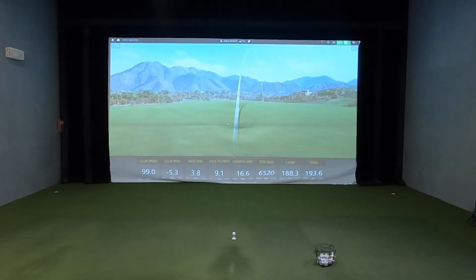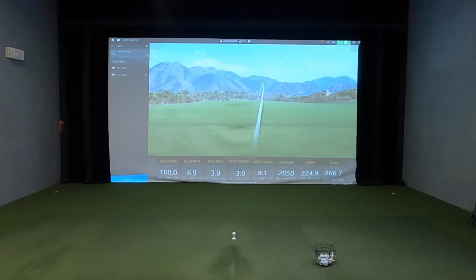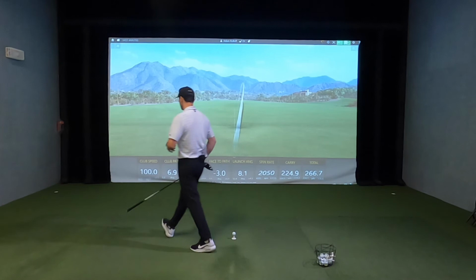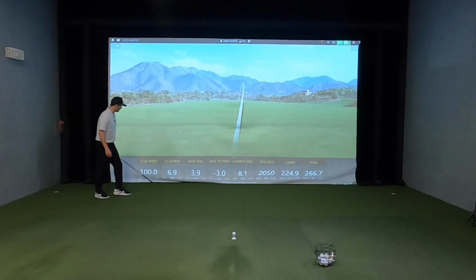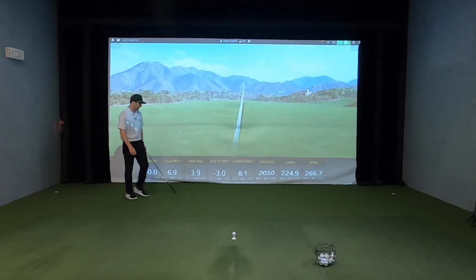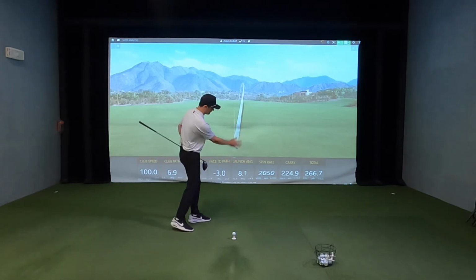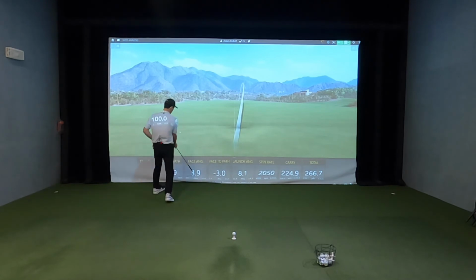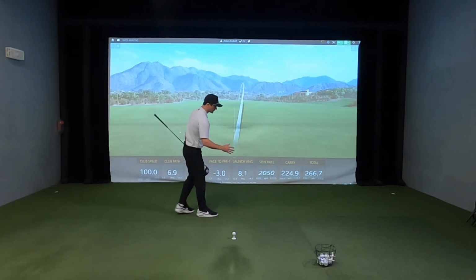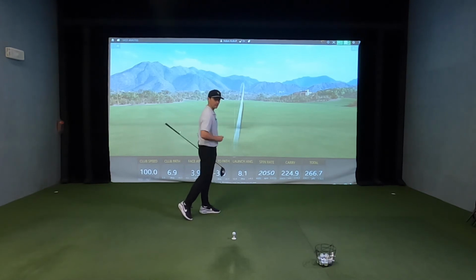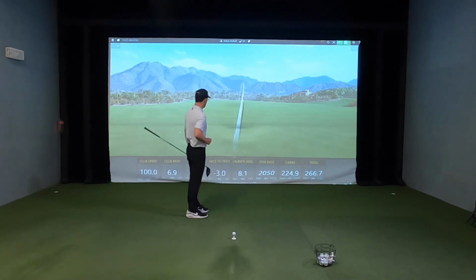Let's switch to another shot. I'm going to pull up... Okay, here's a shot at the same speed. 100 miles per hour, so just 1 mile per hour faster. Look at the swing path now. 6.9 positive, which means inside out. So we're swinging more out to right field. Face angle 3.9, pretty much the same. So 3.9 relative to the target was open relative to the target, but my path was more to the right relative to that face. And so now we have a draw pattern.